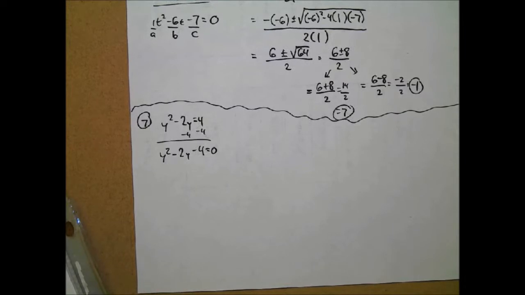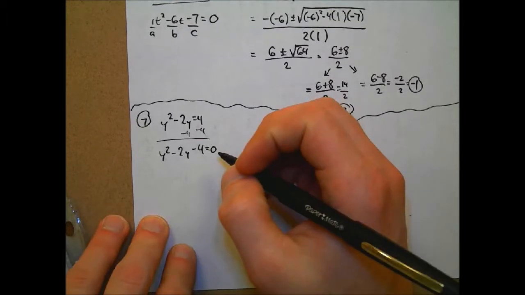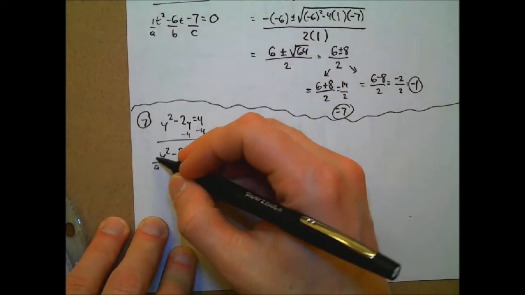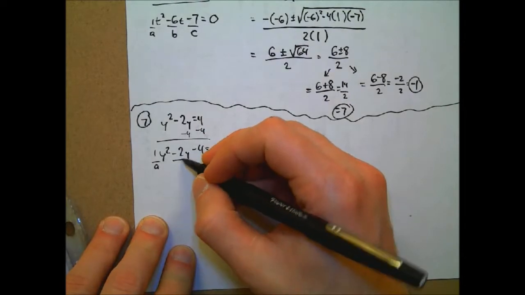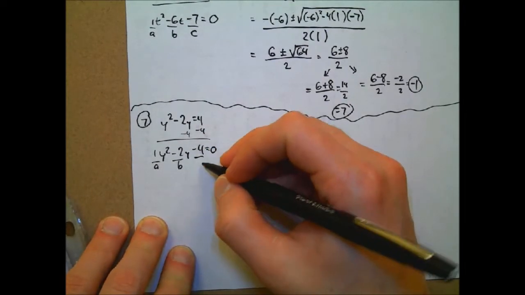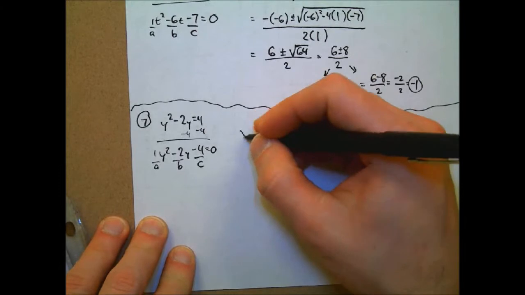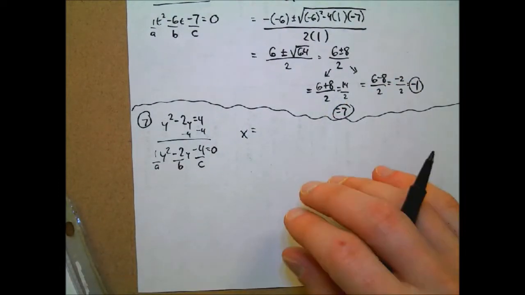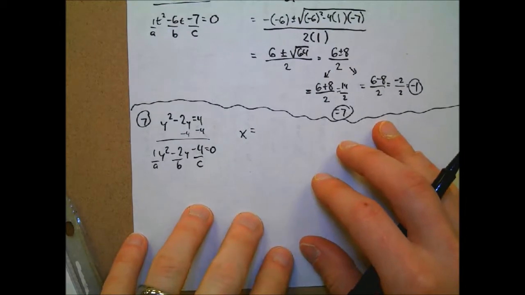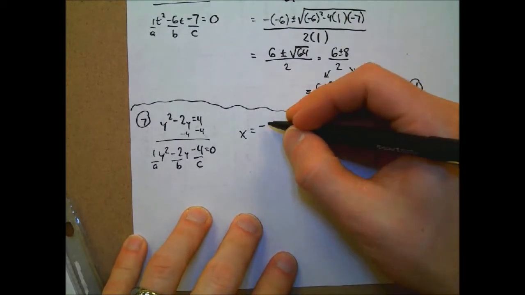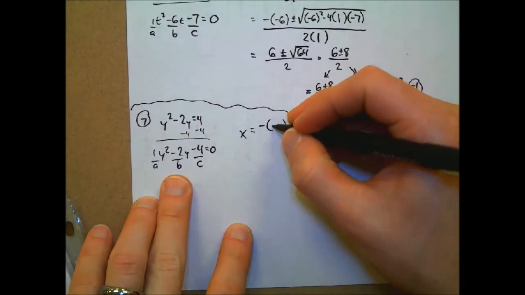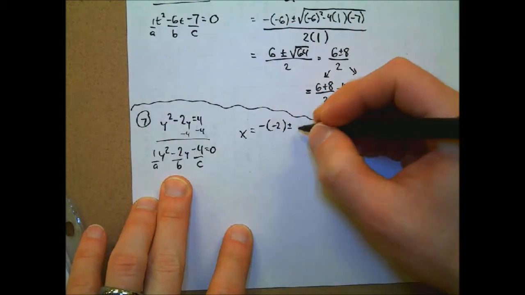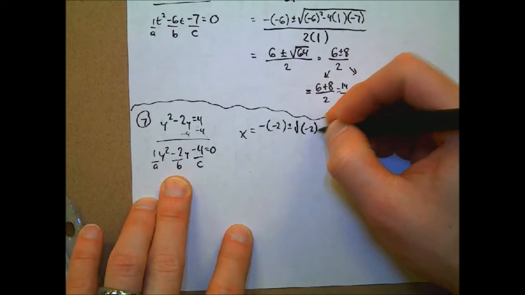So it's going to be negative b, so negative 2, plus or minus the square root of b, which is negative 2, squared, minus 4 times a, which is 1, times c, which is negative 4. Okay. All over 2a, which is 2 times 1.